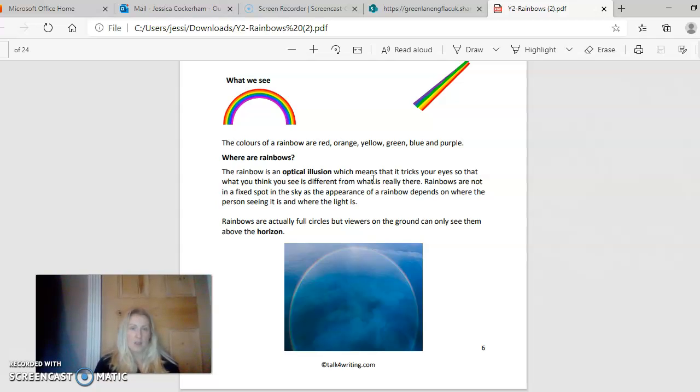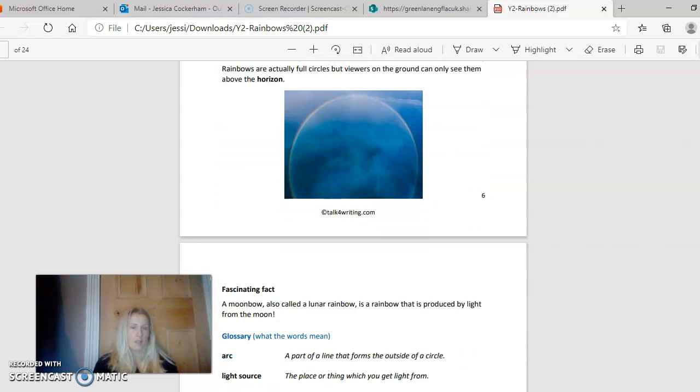That's amazing, isn't it? Rainbows are not in a fixed spot in the sky, as the appearance of a rainbow depends on where the person is seeing it and where the light is. Rainbows are actually full circles, but viewers on the ground can only see them above the horizon. What's the horizon? What do we think the horizon is? Have a talk to the person next to you about what you think the horizon is, or talk to your grown-up at home. Okay, because we need to find that information, don't we?